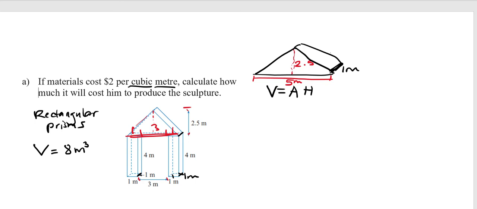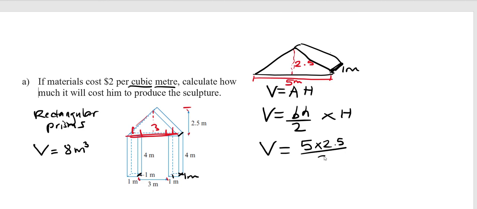Now that I have all of the information that I need to find the volume for this triangular prism, area of the cross section times the height. So area, I'm finding the area of that front triangle will be equal to the base. So we'll write the formula: base times height divided by 2, area of a triangle, and then later I times it by the height. So volume is equal to base times height is 5 times 2.5, divide that by 2, and then times it by 1. So remember that capital H, height, is the distance from the front to the back, distance between the cross sections.